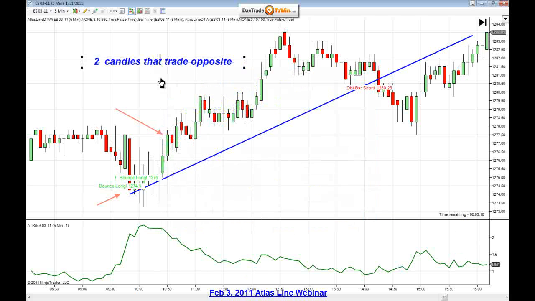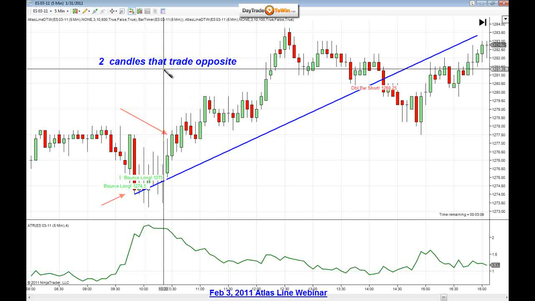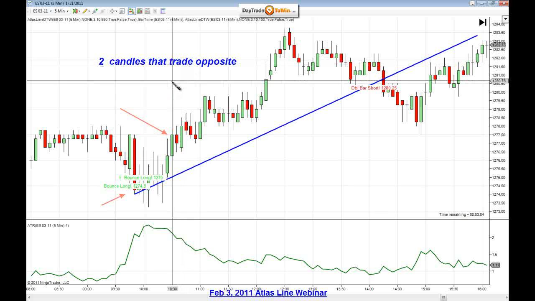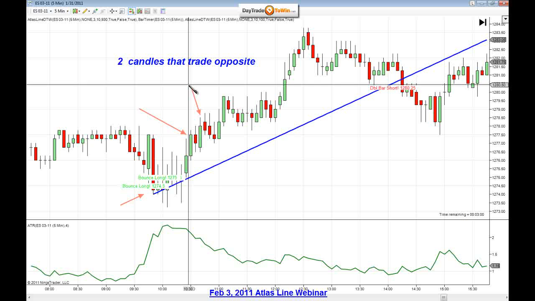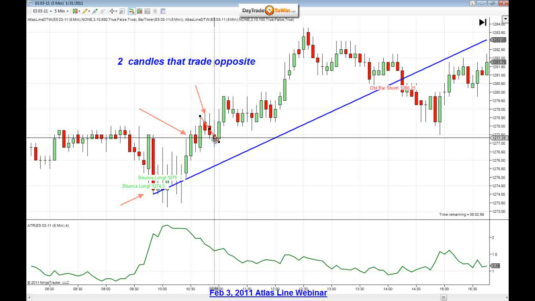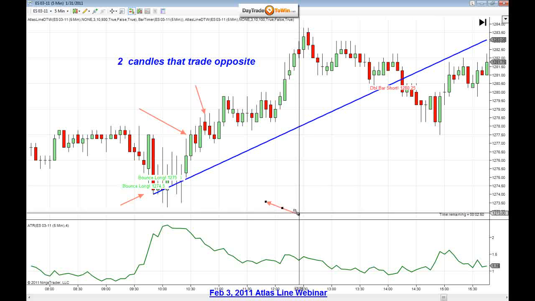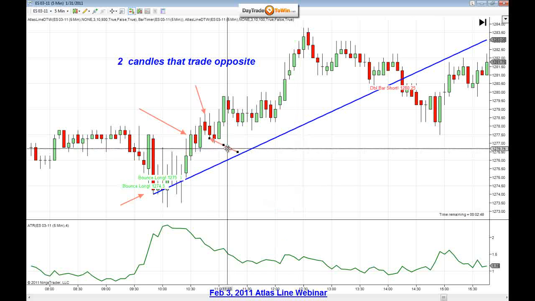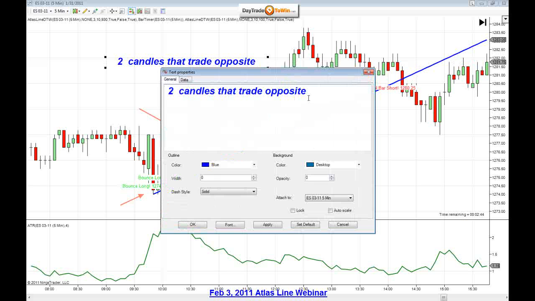So now, can anybody show me on the chart 2 candles that are trading opposite consecutively? I'm sorry, that is a very important point. Consecutively. 1, 2, right there. Okay. We have here 2 consecutive bars trading, or actually I have 3, but all I need is 2. So let me just be consecutive.